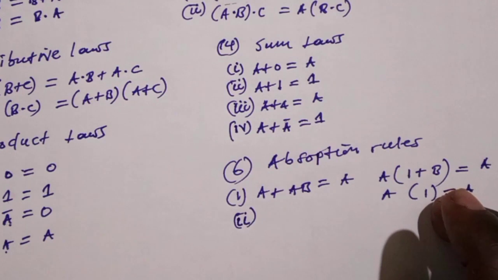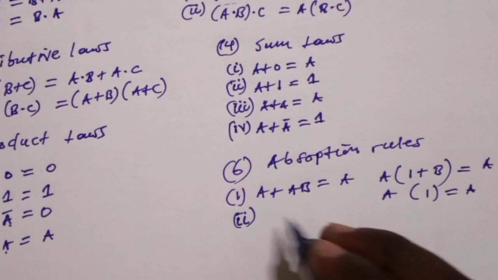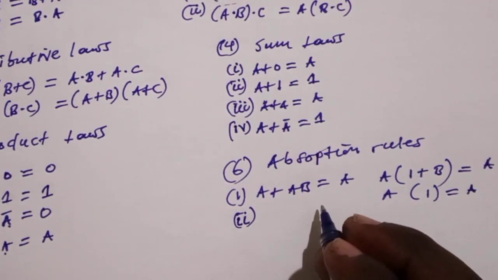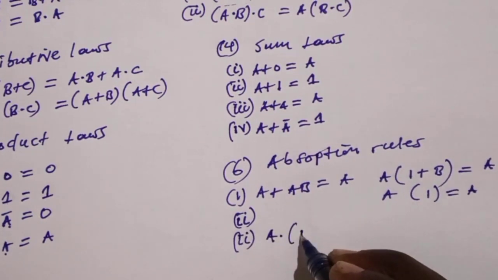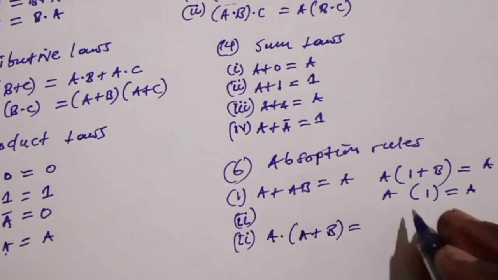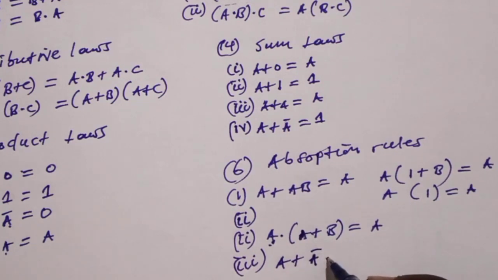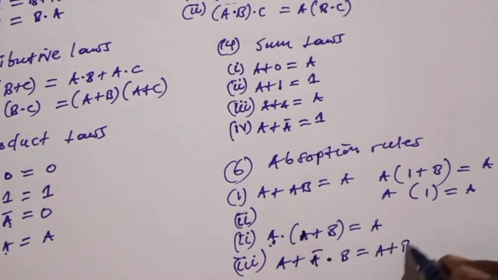Take note of these laws, which will be applied in the next question that we will be solving right now. If you have A multiplied by open A plus B, the output will be A plus A bar multiplied by B. This one will be equal to A plus B.